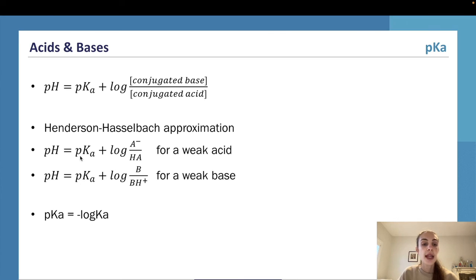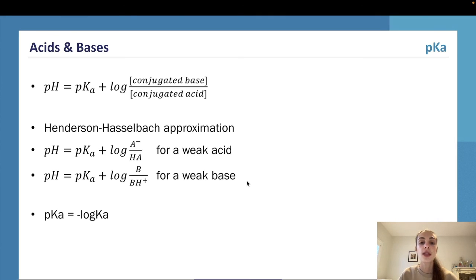So for example, we could have pH equals pKa plus log in base 10 of A- divided by HA, and that would be for a weak acid. Whereas we can have pH equals pKa plus log in base 10 of B divided by BH+, which would be for a weak base.